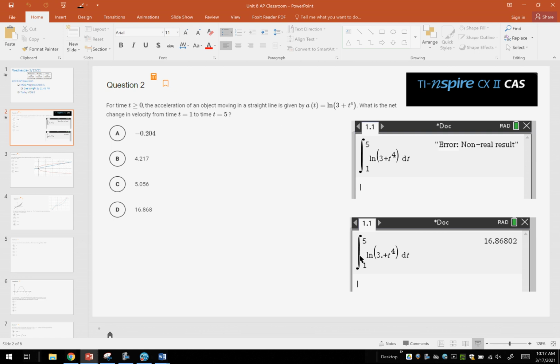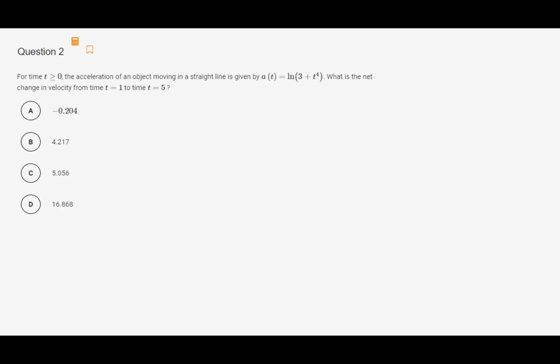And look at them. Okay. So again, multiple choice questions, part A, unit 8. If they're giving me acceleration, what is the net change in velocity? So then I'm going to do from 1 to 5 of the velocity, or I'm sorry, the acceleration, not the velocity, A of t dt.